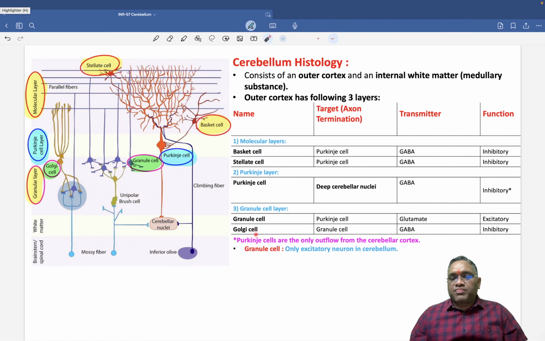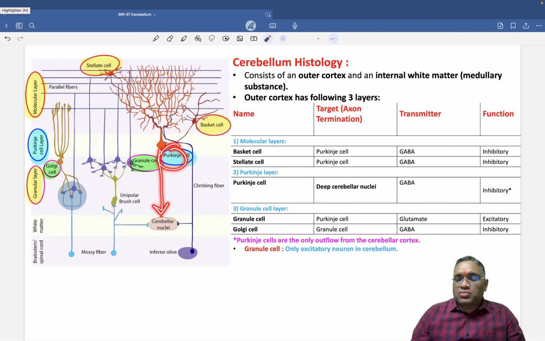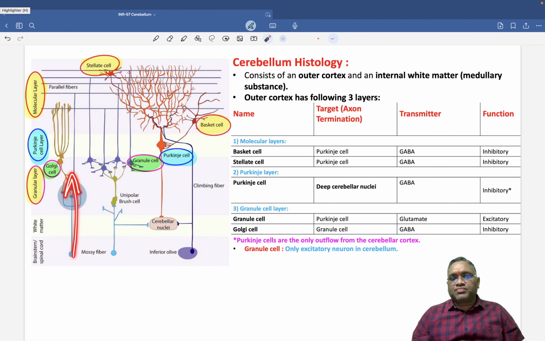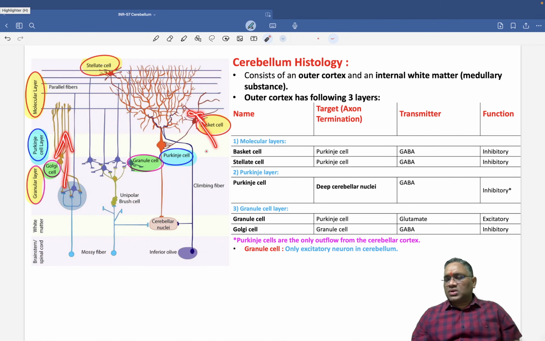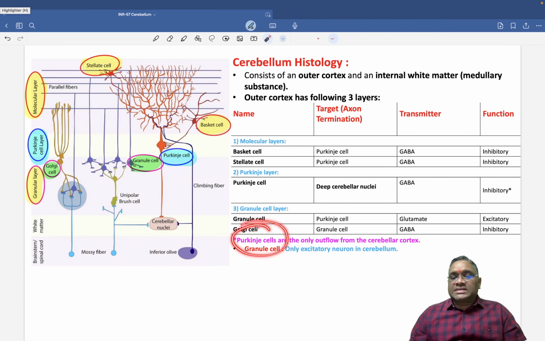Another important point: Purkinje cells are the only outflow from the cerebellar cortex, right? This Purkinje will be going to the cerebellar nuclei, and this is the only outflow. Otherwise, everything is input. Here it is input, here it is input via other cells, right? Granule cell is also input, Golgi cell is also input, basket cell is also input. All are input, but Purkinje cell is the only outflow from the cerebellar cortex. Granule cell is excitatory, otherwise all cells are inhibitory. These are the MCQ points we have to keep in mind.